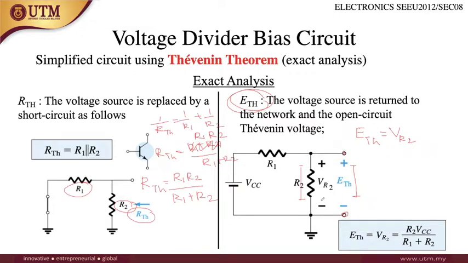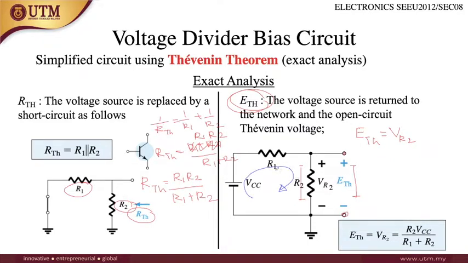Since this is open, it means it is not connected, so all the current flows in this loop only. It will not enter this part because this is an open circuit. Let's choose one loop, so let's decide we are using this loop.